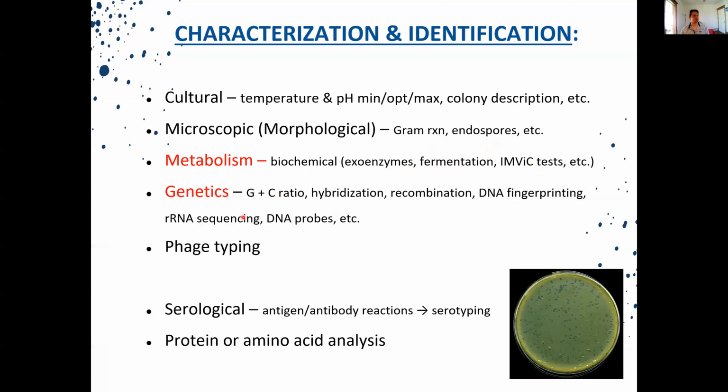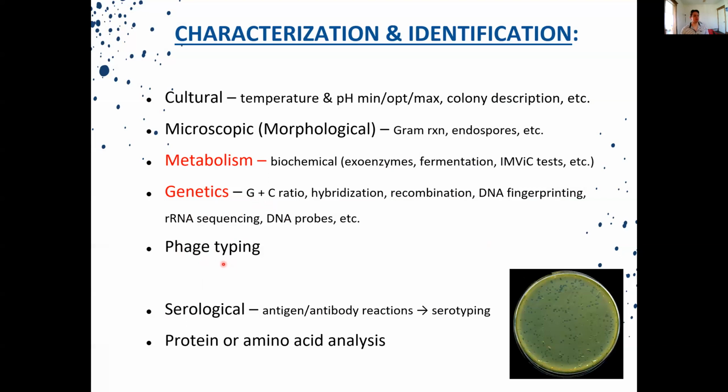Then you can look at the genetics. We've already seen examples of the GC ratio being used. We can also use DNA fingerprinting, which we'll be discussing a bit later on, RNA sequencing, which we'll also be touching on very, very briefly. And then phage typing. So what is phage typing? Maybe let me just move back just to make sure I have said this. G plus C ratio is essentially the percentage of nitrogenous bases in a DNA or RNA molecule that are either guanine or cytosine. So phage typing is actually pretty ingenious.